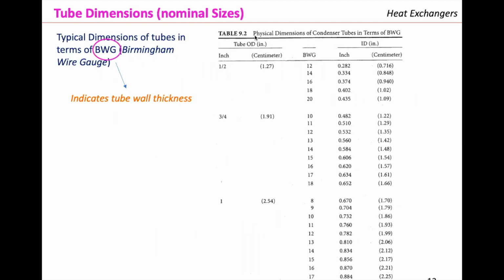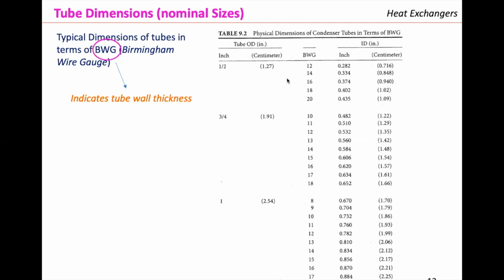And for example, here I'm showing table 9.2, physical dimensions of condensate tubes in terms of BWG. And all of this you don't have in your textbook. All of this is in the chapter 12 with design notes that I sent you. There you can find nominal sizes for heat exchangers. So these are typical dimensions of tubes in terms of BWG, Birmingham wire gauge, that indicates the wall thickness. Also, the wall thickness can be changed to inches or centimeters, okay, whatever needed.